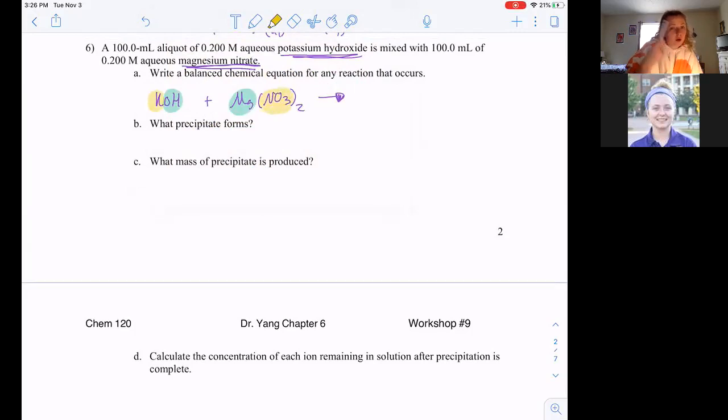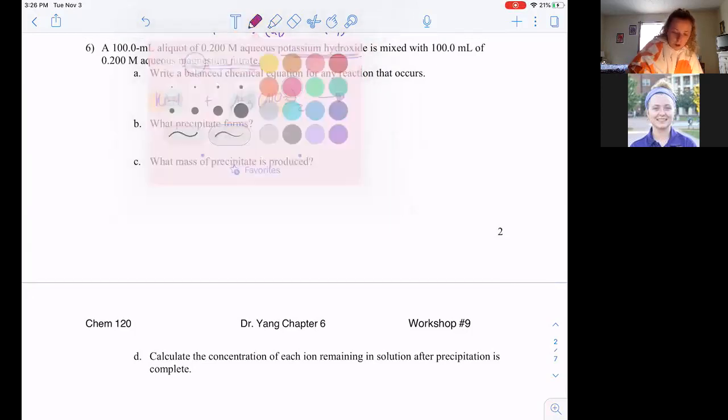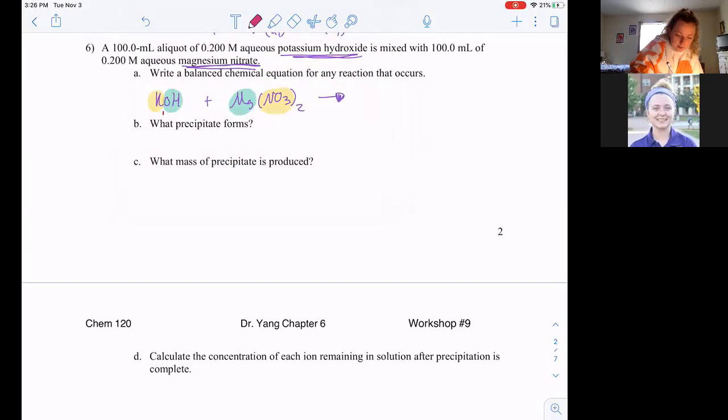And if you don't know the charges right off the bat, you can think about it like this. This is a 1. We bring that up here. I'm going to assume that the OH also has a 1 charge. There's an imaginary 1 here.